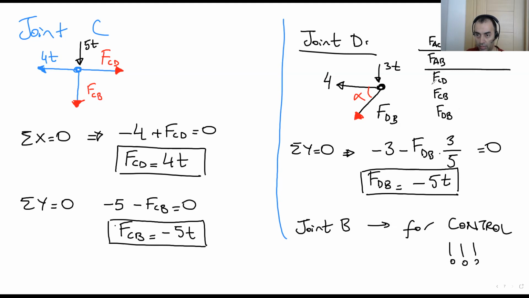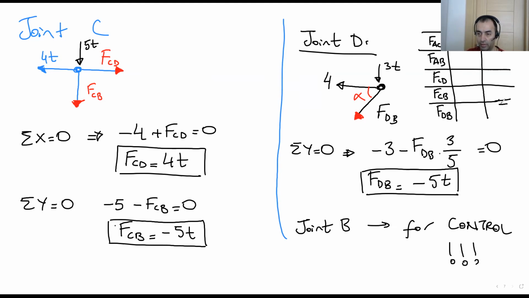We have a table. This is tension. This is compression. Remember, tension is positive, compression is negative. Okay. Let's write the members on this page.